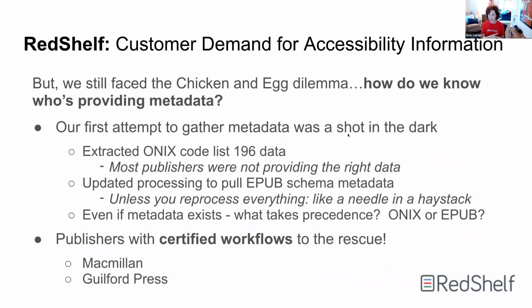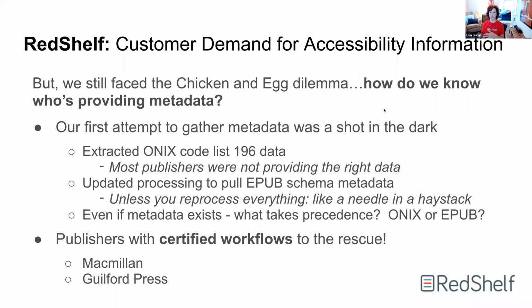So again, back to that chicken and egg dilemma, we were struggling with how do we know who's providing the metadata? When we first took a shot at it, we were looking at both the schema and the ONIX metadata, and we were moving to ONIX 3.0, so we started looking for it in ONIX. And even though it seems like more publishers were providing it that way, we just weren't finding it. It wasn't coming through to us. Whether it was already in titles that weren't going through that processing step again, or just publishers that weren't doing it that way, we weren't really sure. So again, kind of in the dark there.